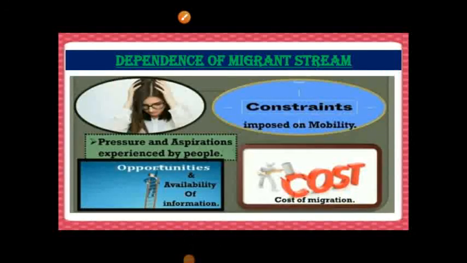The extent and nature of these migrant streams would essentially depend on pressures and aspirations experienced by people at the origin of migration, constraints imposed on mobility at the origin of migration, opportunities at the destination, availability of information regarding these opportunities, and the cost of migration.